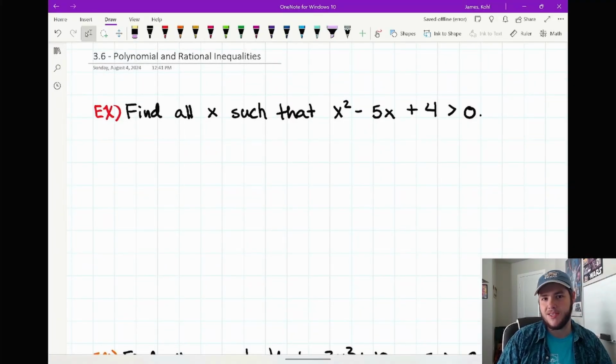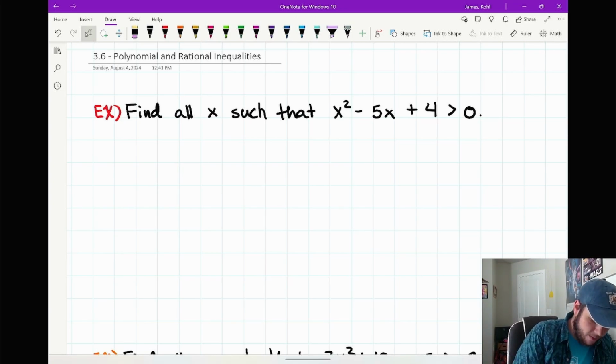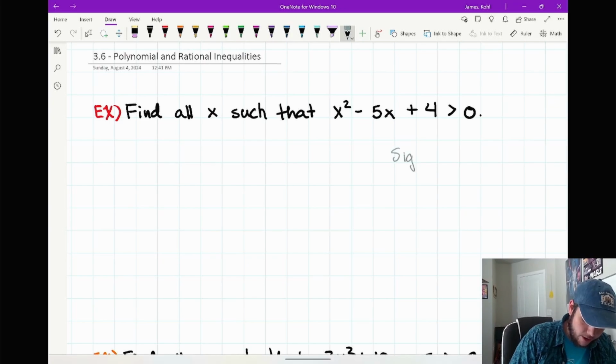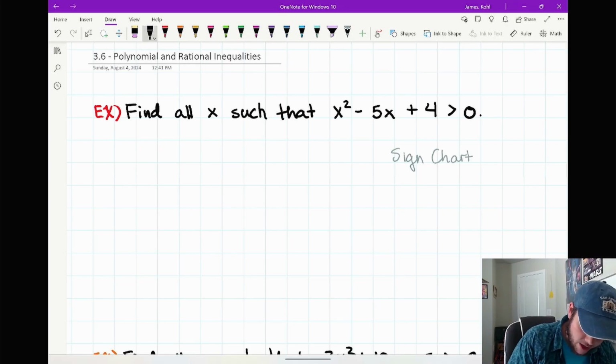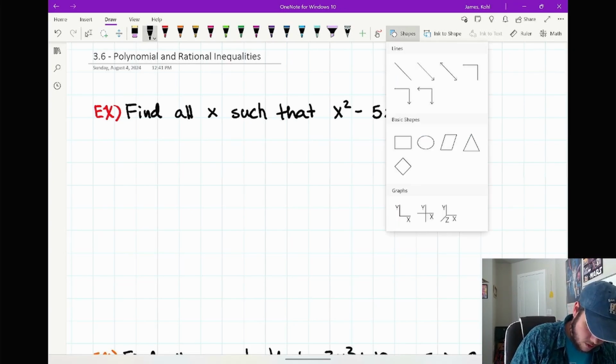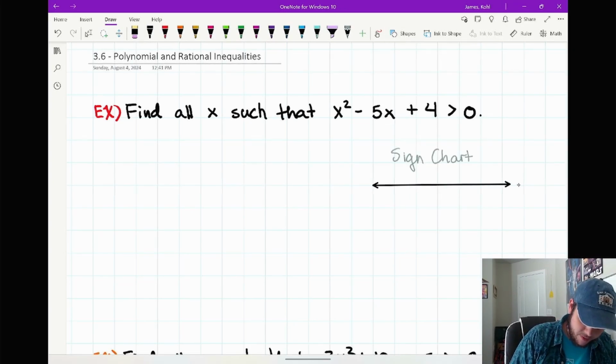I think with this case, there's no better way to get started than with an example. Find all x that make this inequality true. X squared minus 5x plus 4 is greater than 0. For problems like these, we need to use what's called a sign chart. This is essentially going to be a number line with some extra information.